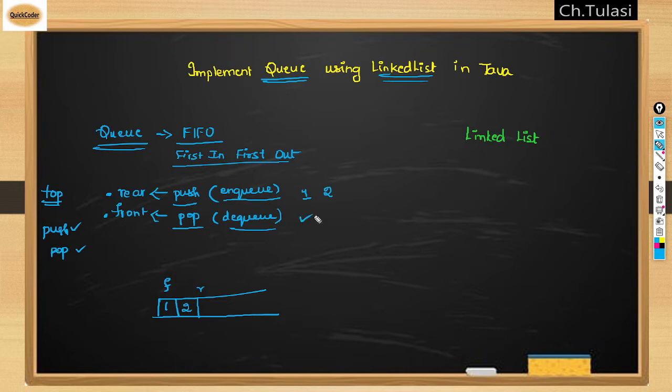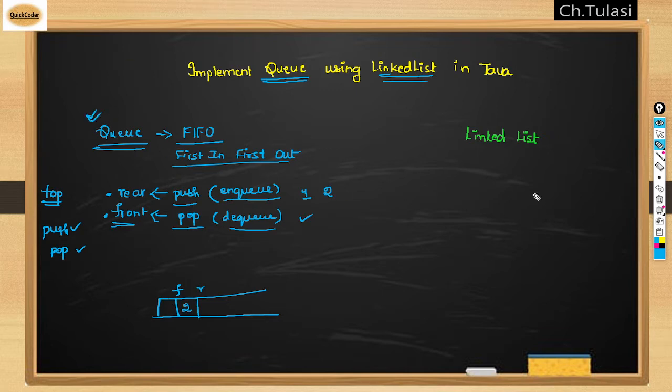Now I want to dequeue. Dequeue happens from the front. So where is the front? Here. So this will be removed and front will come here. Okay, very simple thing. Pushing happens from the rear, popping happens from the front. The first inserted element is the one removed first. That is called a queue.